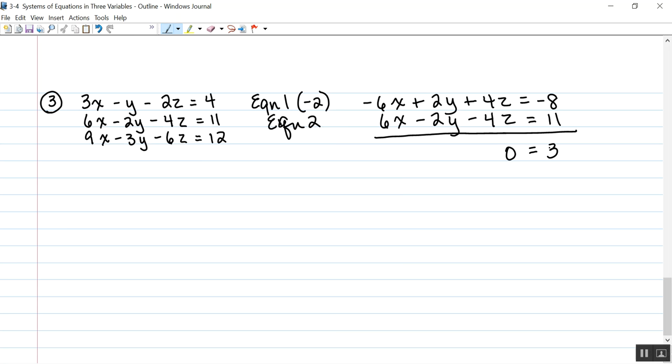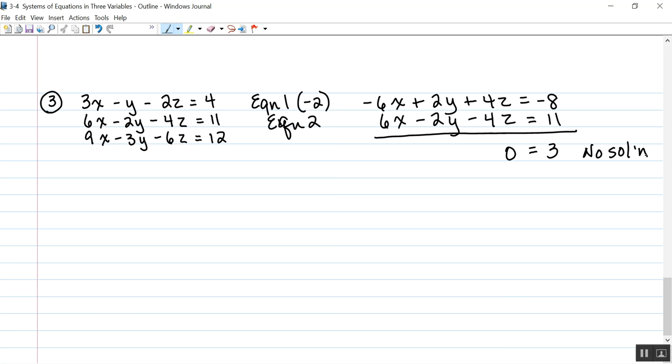But over here I have a 3. So there is no solution. In other words, equations 1 and 2 are going to be parallel planes. There's no way that they intersect each other. So there's no solution to this system of two equations.